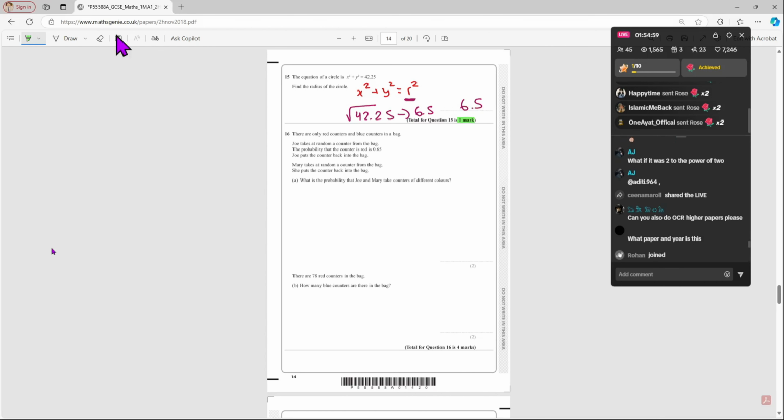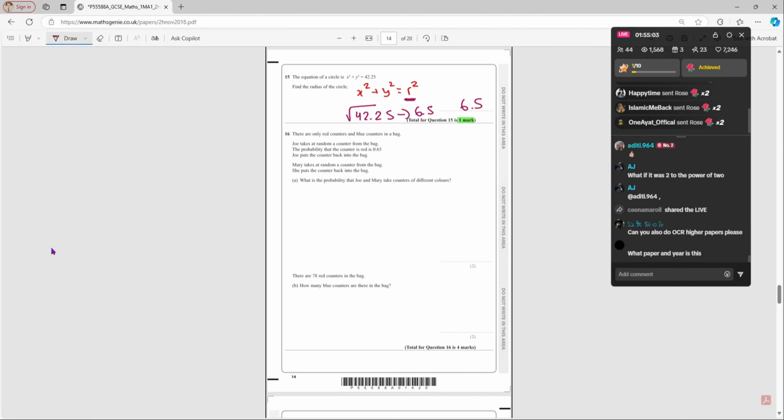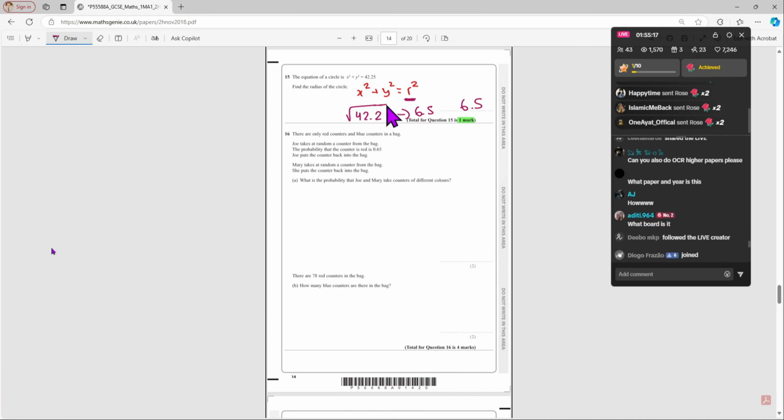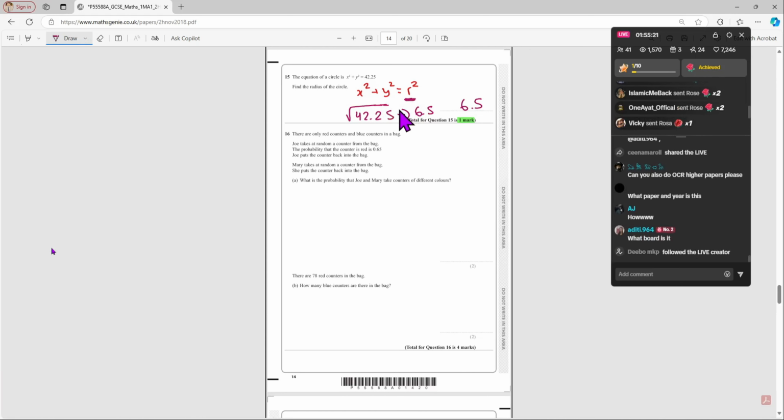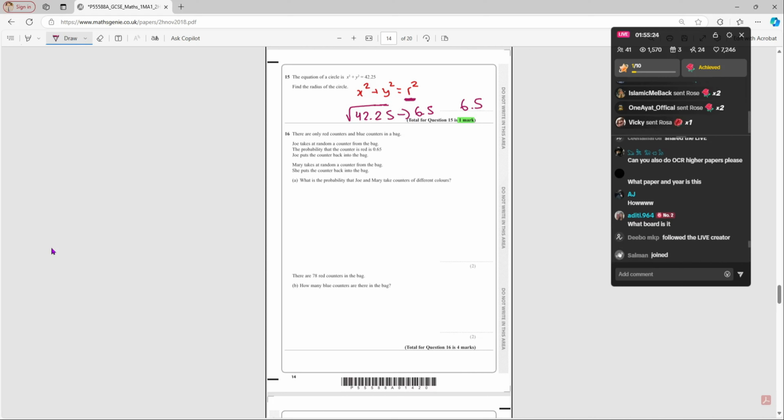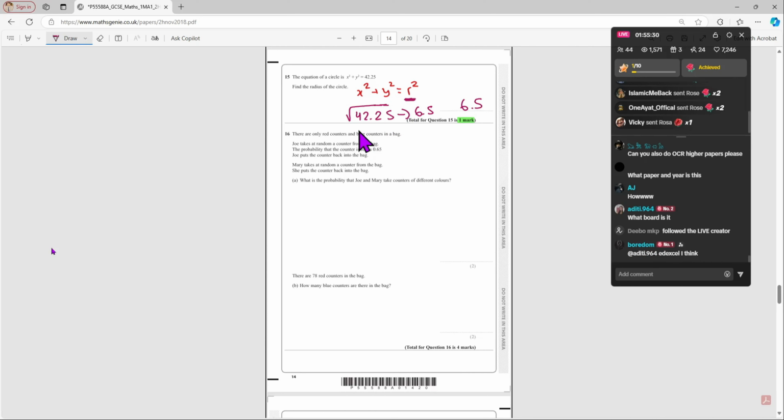That is 1 mark. You just have to do the square root, okay? Because you know that the equation of a circle is x squared plus y squared is equal to 42.25, and then you do the square root of 42.25 to get only the r value, because you know that's r squared, okay? You just need to know the formula for the equation of a circle. This is Edexcel.